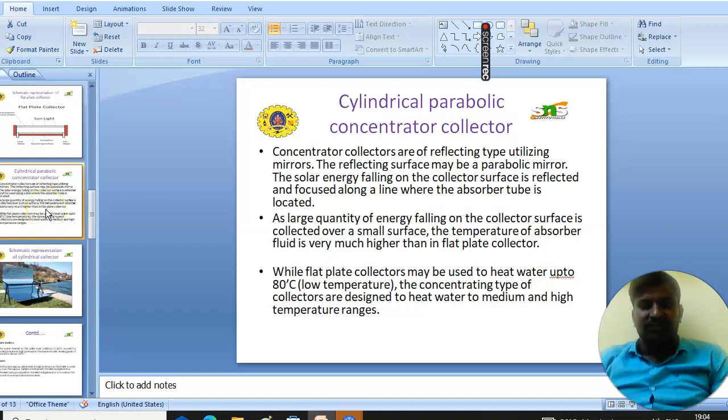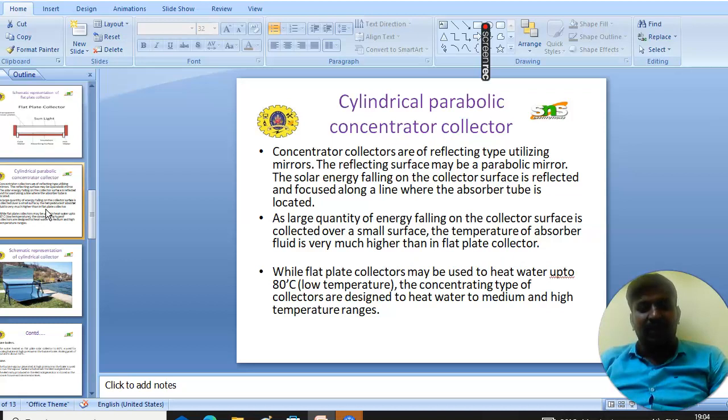Next, we will see the cylindrical parabolic concentrated collector. Concentrated collectors are of the reflecting type utilizing mirrors. The reflecting surface may be a parabolic mirror. The solar energy falling on the collector surface is reflected and focused along a line where the absorber tube is located. As a large quantity of energy falling on the collector surface is collected over a small surface, the temperature of the absorber fluid is very much higher than in the flat plate collector.